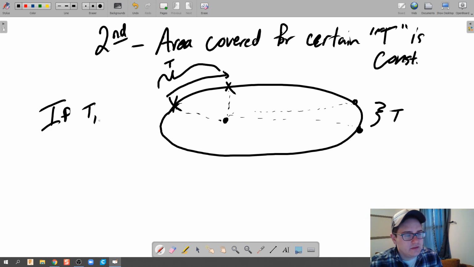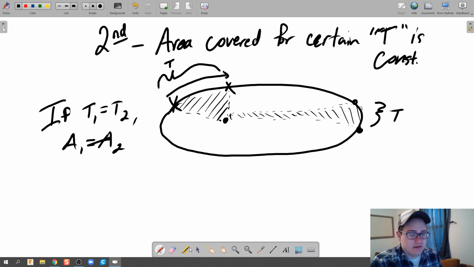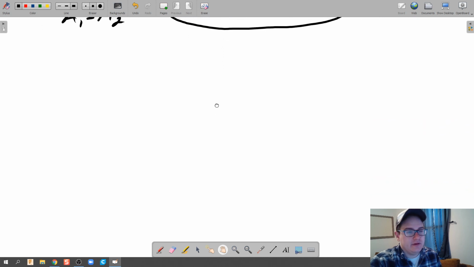So if T1 equals T2, the area covered by 1 equals the area covered by 2. This area right here is area 1. This area covered right here is area 2. Other than that, just a nice thing to tuck in your back pocket: every once in a while we'll see planetary motion questions pop up, but they are very infrequent. So I wouldn't put too much stock into this, but we are technically covering everything.